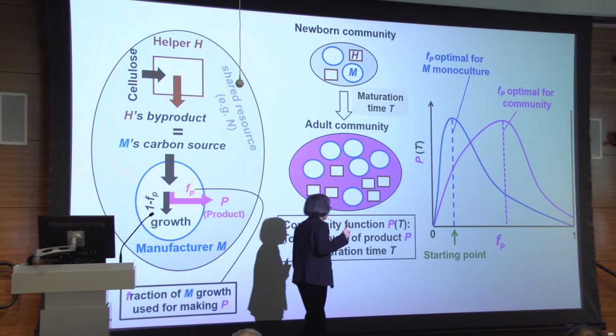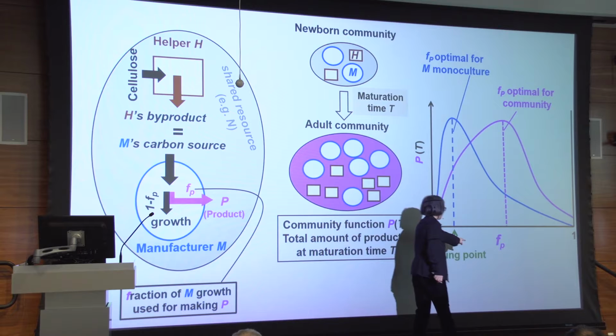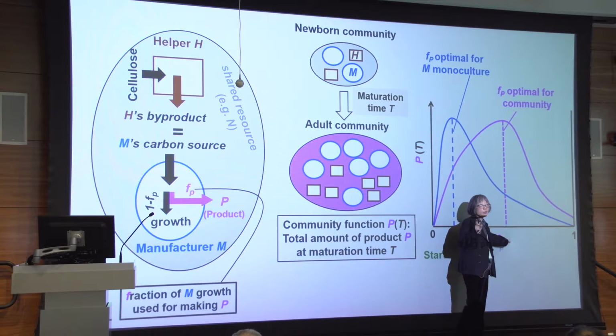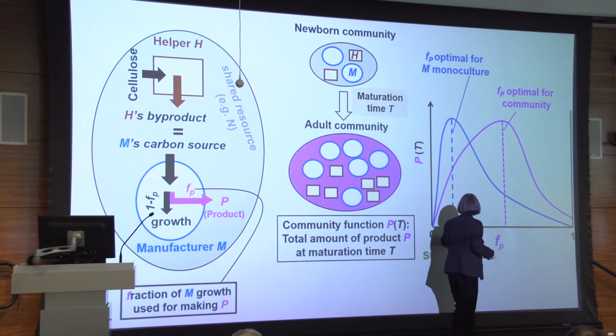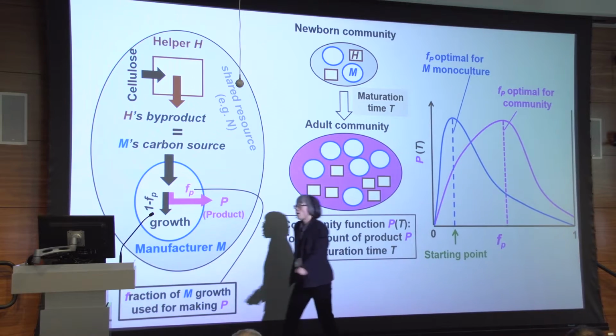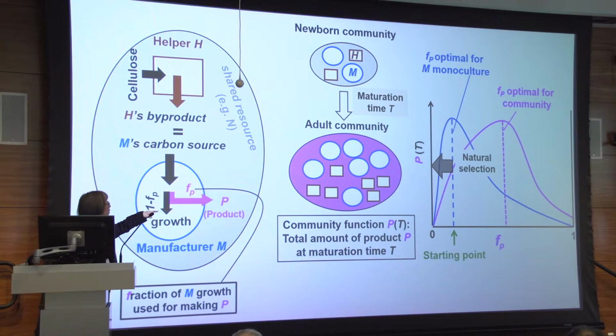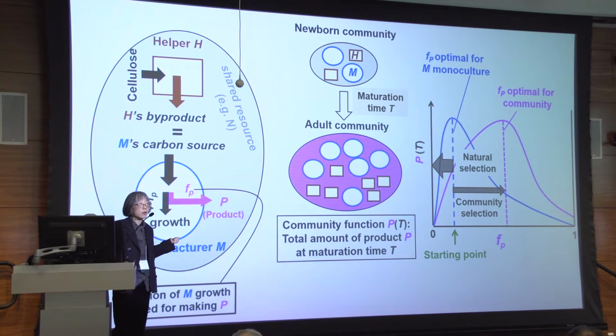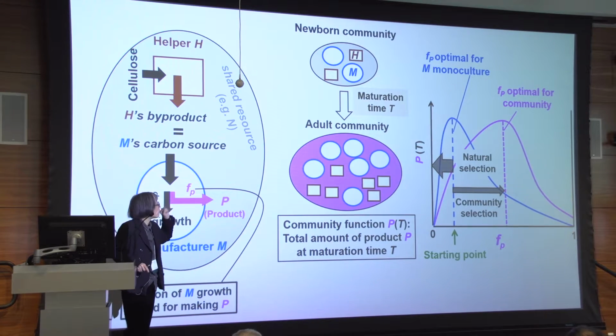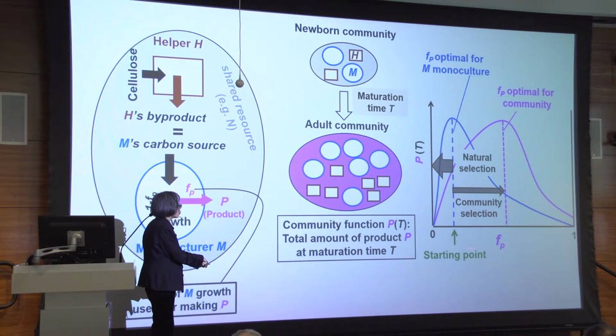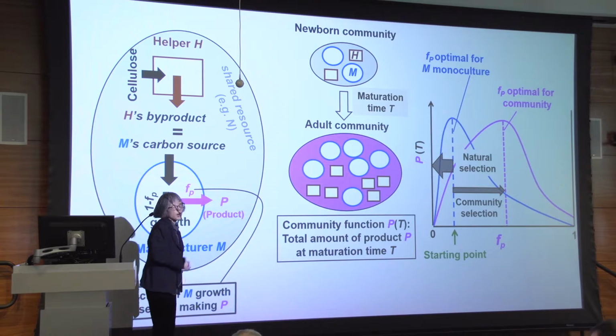So the only phenotype or parameter that's allowed to change is this FP, which determines, in a heritable fashion, the community function of interest. Natural selection will decrease FP. Now our question is whether community selection would be strong enough to balance, to fight off the natural selection, and thus pushing the FP from this low to high value.